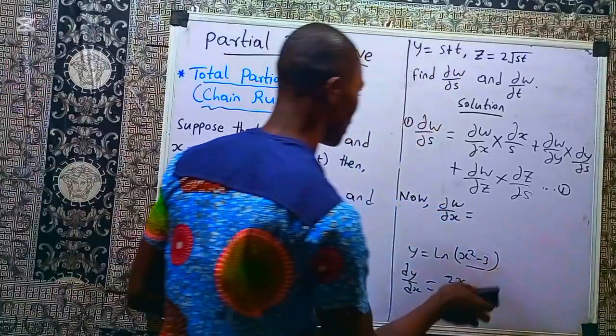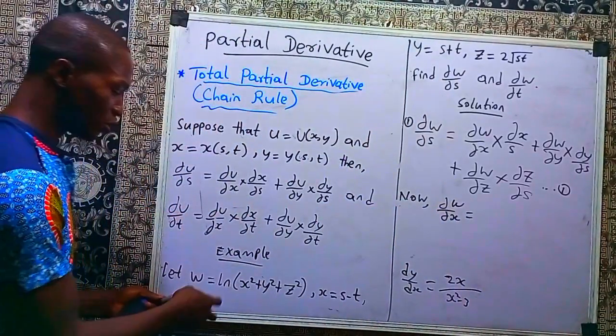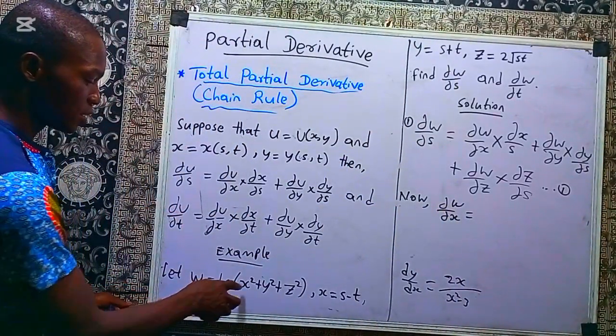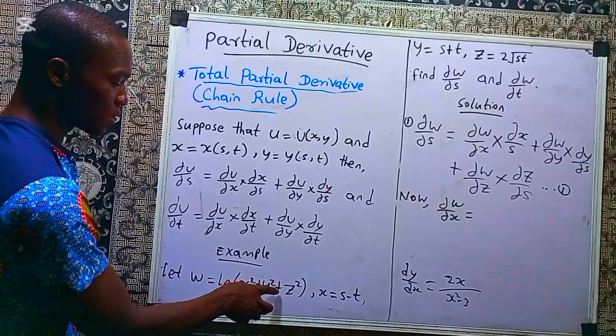So that's a similar thing we are going to do. So now we have ln of x squared plus y squared plus z squared.